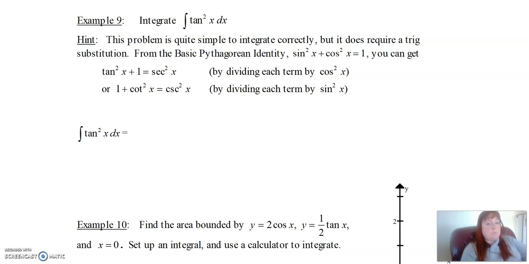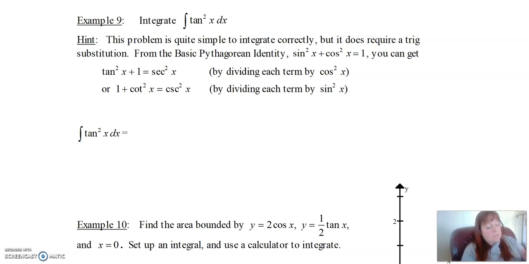So how do we integrate tangent squared? Well, a U-substitution wouldn't work here. The first thing you're going to think is, oh, I'll just do a U-substitution for tangent x, but then we end up with secant squared x in our U-substitution because of du and all that. So we have to use a trig identity to replace this with something else.